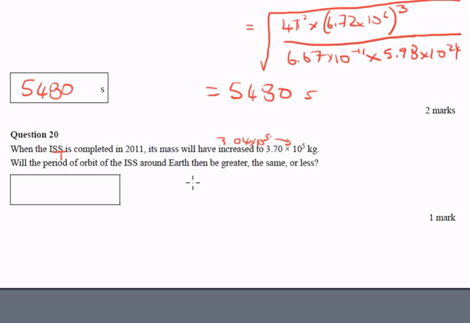Well, the formula is T equals the same one we used before, 4 pi squared r cubed over gm, and this is the mass of the Earth. It doesn't matter what the mass of the International Space Station is. Once it's up there and they've got to go at the right speed, its time period doesn't depend on its mass, only on the mass of the Earth and the radius it is away from that Earth. So it'll be the same.